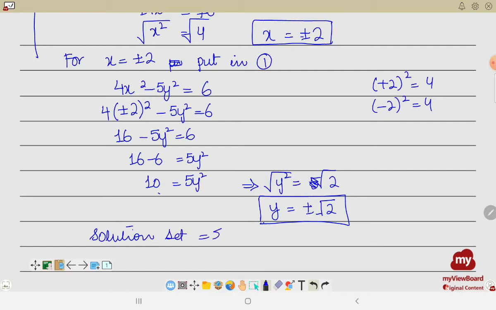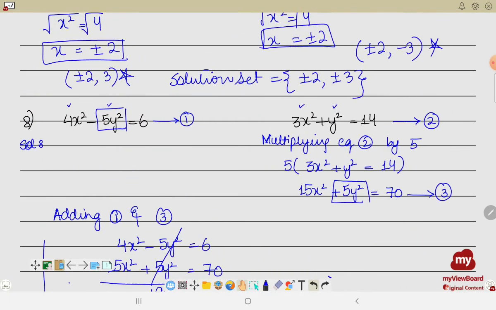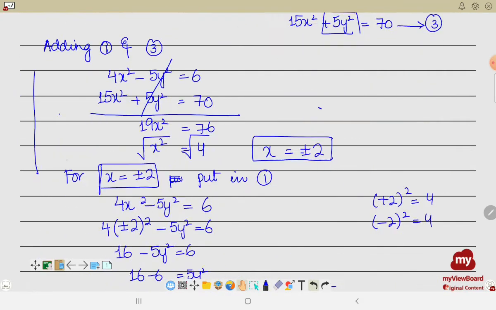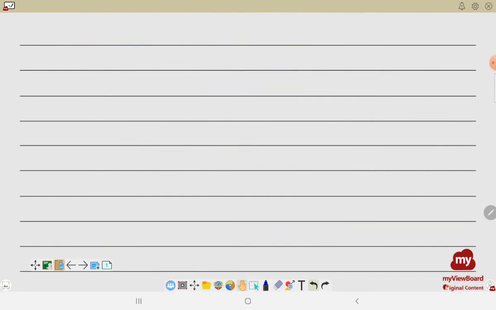The solution set is x equals plus minus 2, y equals plus minus square root 2. So this is going to be the answer. We have to write down the ordered pair, so it must be in ordered pair form. The previous one should also be in ordered pair form. Now let's do one more sum of the same type.